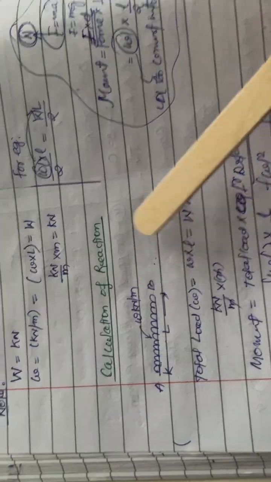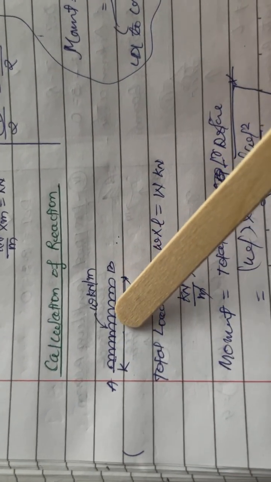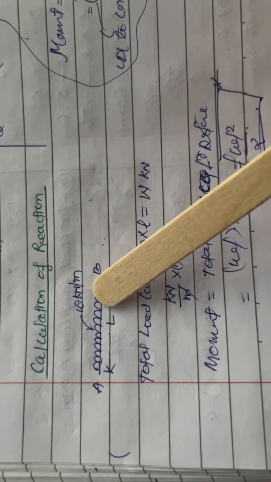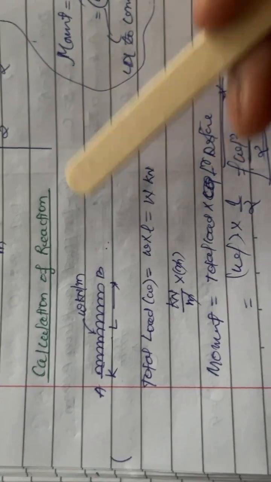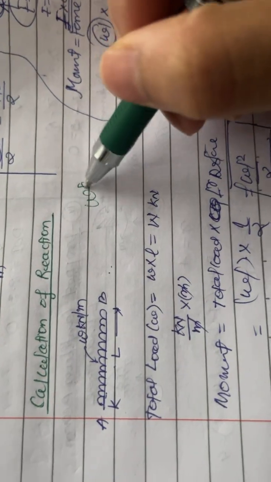इसको क्या करना है? और calculation of the reaction. अब calculation of the reaction कैसे कर सकते हैं? Suppose ये हमारा एक UDL है, ये आपका UDL है, तो हमको क्या करना है सर? First हमको total load निकालना है। ये UDL को first हमको point load में convert करना है। We need to convert into point load. So this is my W, UDL is my W kilonewton per meter.